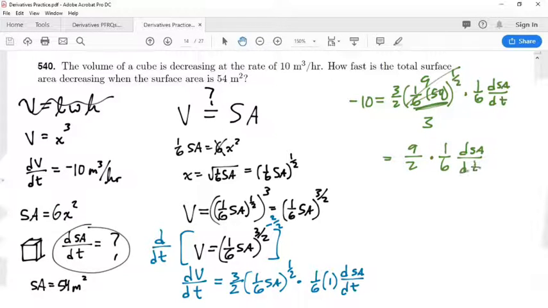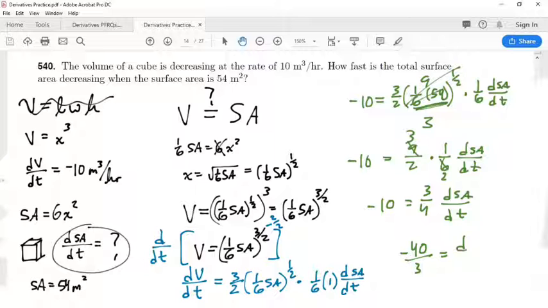I'm just going to rewrite it all because I did a lot of stuff and I don't want to make a mistake. I can cross cancel here. This would be a 3, this would be a 2, and then I would get 3 over 4. So I get negative 10 equals 3 over 4 dSA over dt. I multiply both sides by 4, then divide by 3. I get negative 40 over 3 equals dSA over dt.